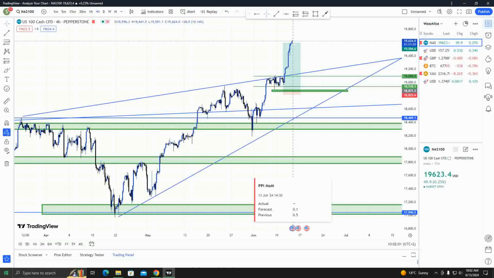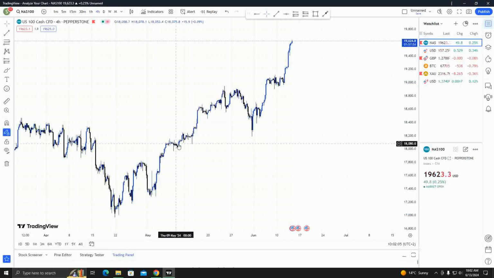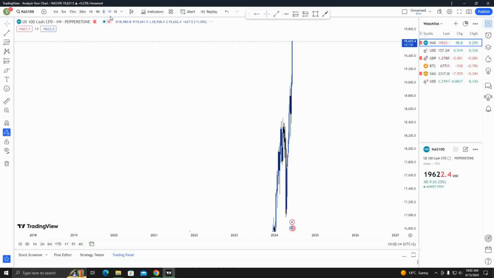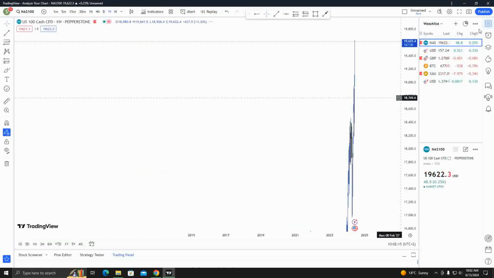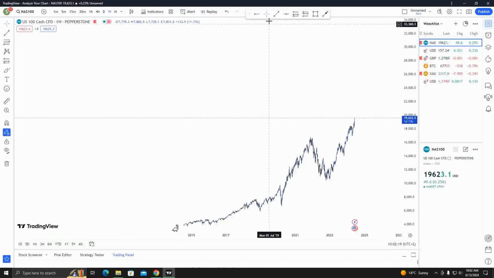I will just start with a clean chart. I'm going to be predicting Nasdaq, USD JPY and GBP USD. We start off at the weekly time frame, so that we can highlight the highs and lows of the graph and of the price.